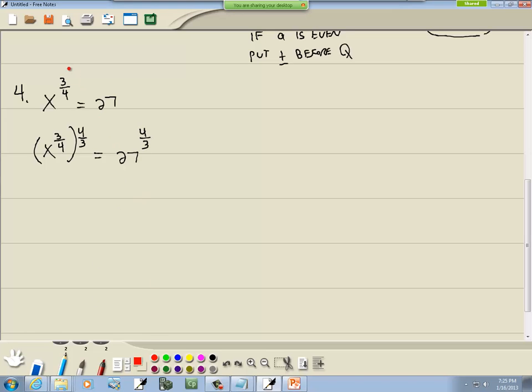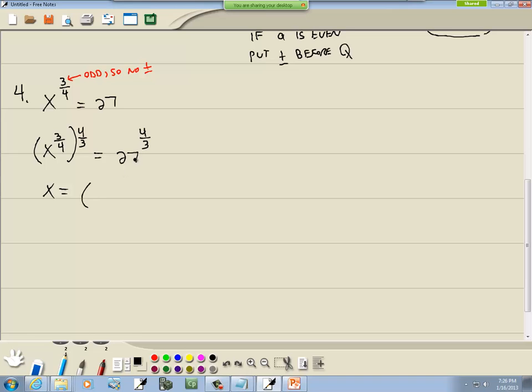Now the number up on top here in fraction form is odd. So no plus or minus. We don't need to worry about putting a plus or minus on the other side. Now here these 4's cancel, the 3's cancel, and we're left with x.